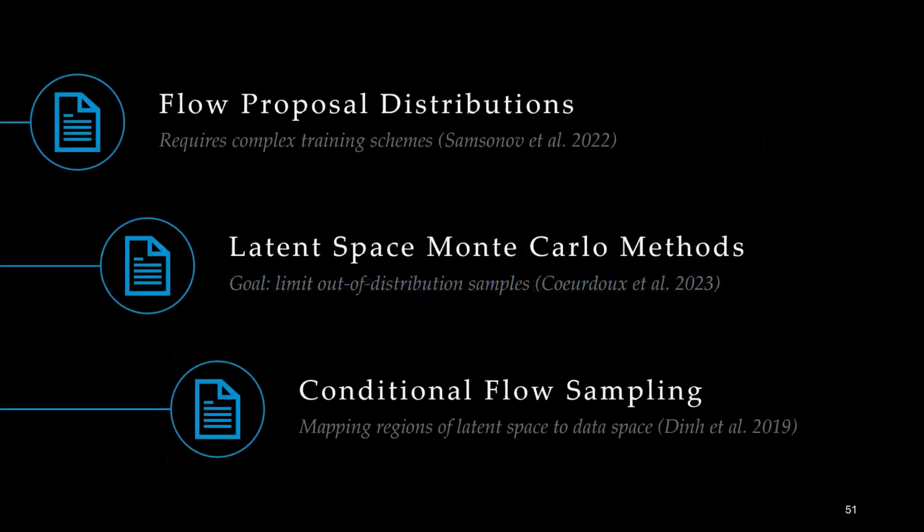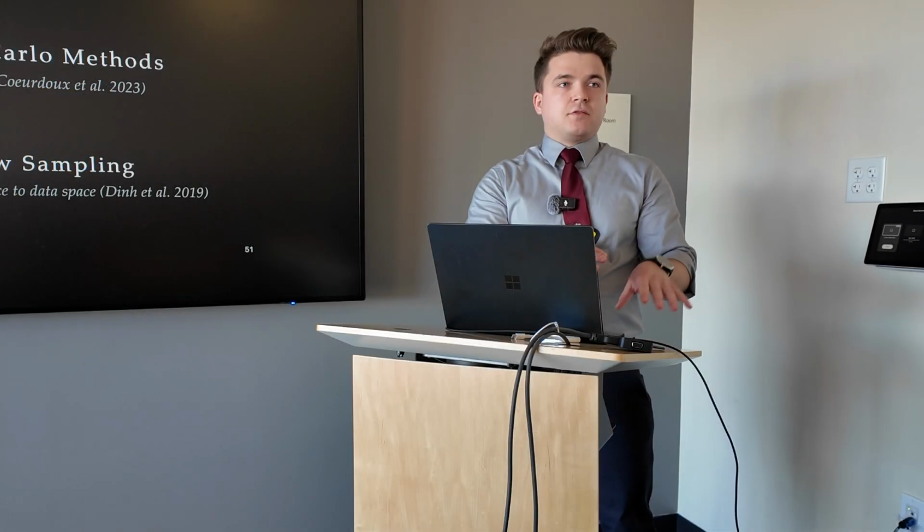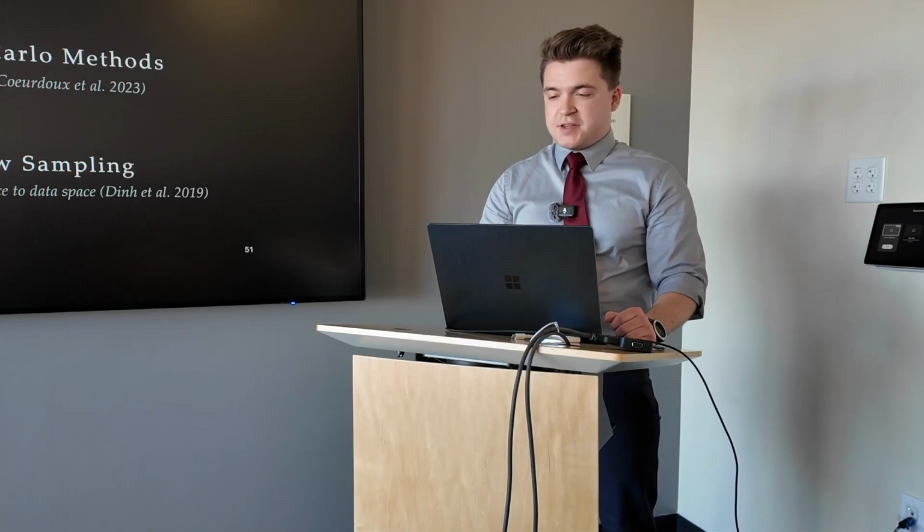Flows themselves have been used as proposal distributions before, but this tends to require a complex training procedure where you interleave the flow training process along with the importance sampling steps. A couple researchers have done Monte Carlo methods in the latent space of flow models before, but their main goal has been to limit out-of-distribution samples, whereas our goal is to take an AI safety validation lens and use the latent space for importance sampling. We also have some connections to conditional flow sampling, where the big idea is that you want to learn mappings between certain regions of latent space to particular regions in your data space.